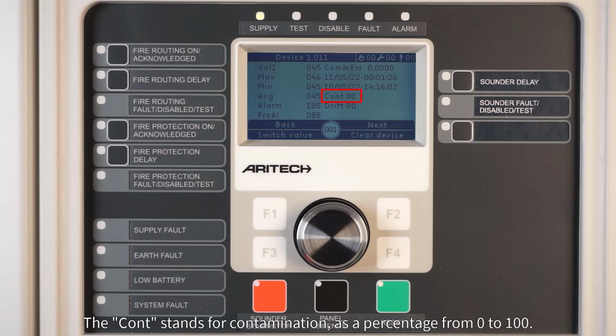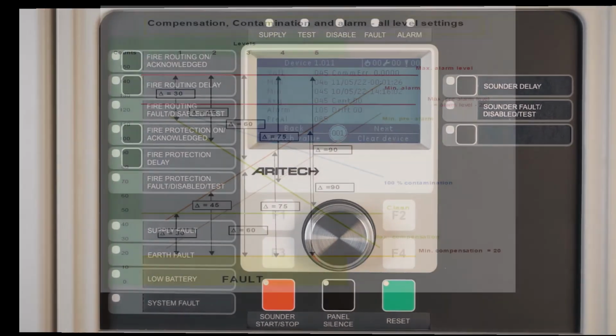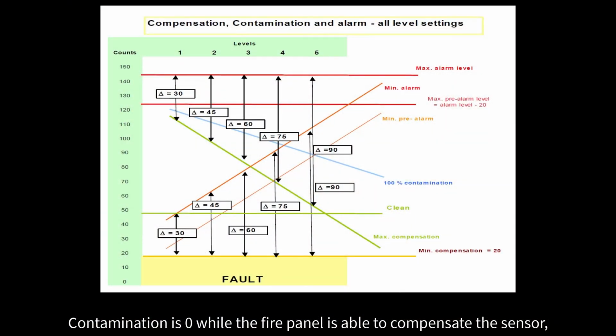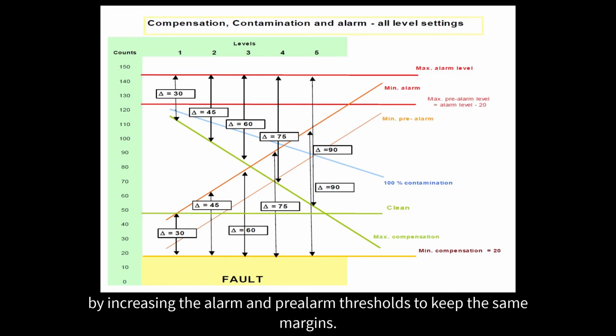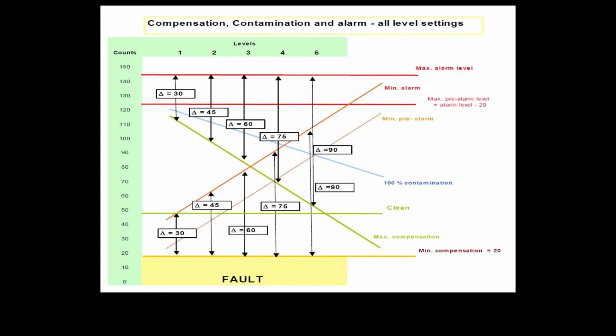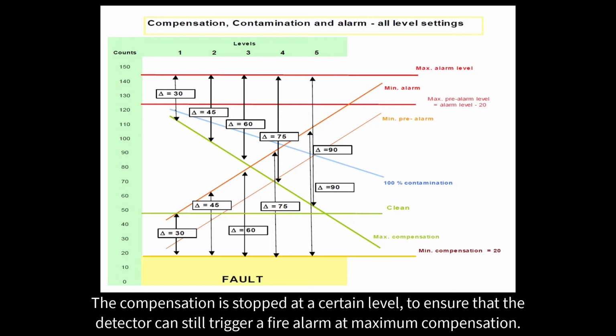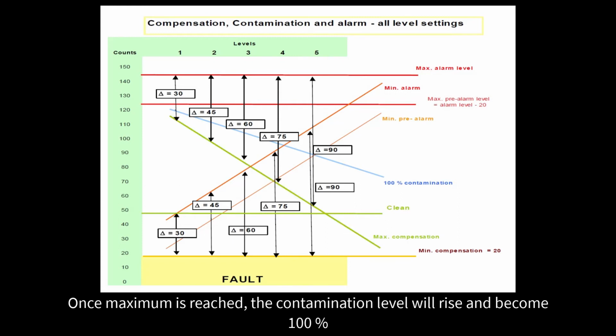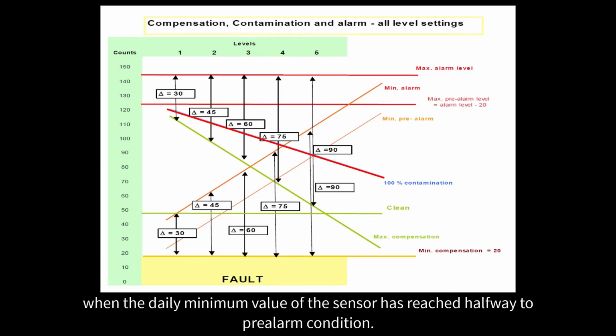The cont stands for contamination, as a percentage from 0 to 100. At contamination 0, the fire panel is able to compensate the sensor by increasing the alarm and pre-alarm thresholds to keep the same margins. The compensation is stopped at a certain level to ensure that the detector can still trigger a fire alarm at maximum compensation. Once maximum is reached, the contamination level will rise and become 100% when the daily minimum value of the sensor has reached halfway to pre-alarm condition.